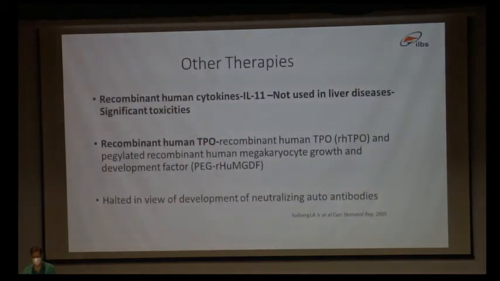Some of the other medical therapies which have been tried are recombinant human cytokines, which was interleukin 11, which is actually used in some patients with chronic ITP. But in liver disease patients, there are significant toxicities, which include ascites, edema, as well as lung failure, so hence they have not been used. Some of the other interleukins can be IL-3, IL-6, again not in use. Recombinant human TPO was again a trial which was done, but this was halted in view of development of neutralizing autoantibodies. So at present, the best option available is a TPO agonist.